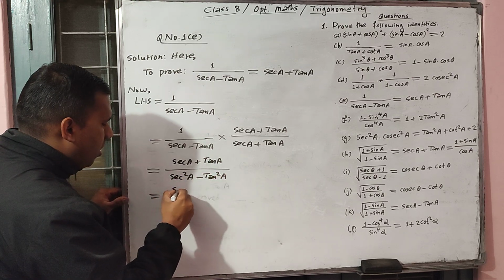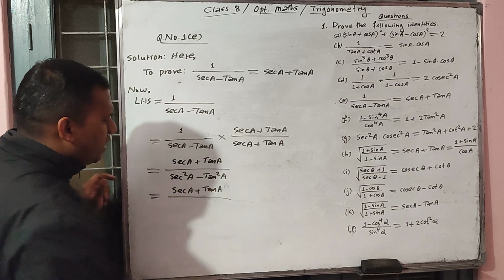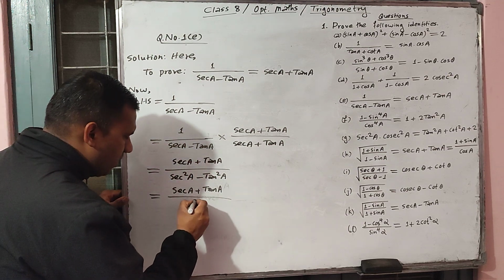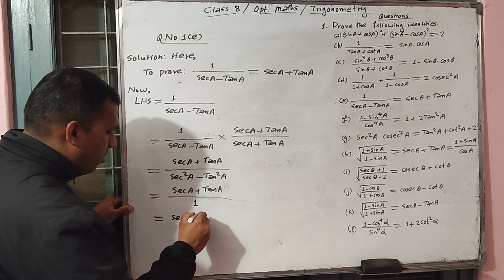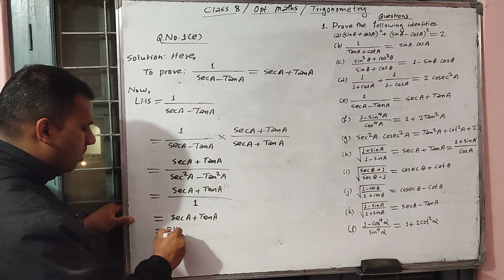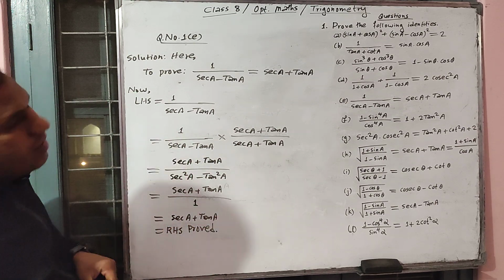So here sec square a minus tan square a. Now next step, sec a plus tan a, all upon this sec square a minus tan square a. By using the identity, it is equal to 1. So it's equal to sec a plus tan a, which is RHS. So it is proved. Okay.